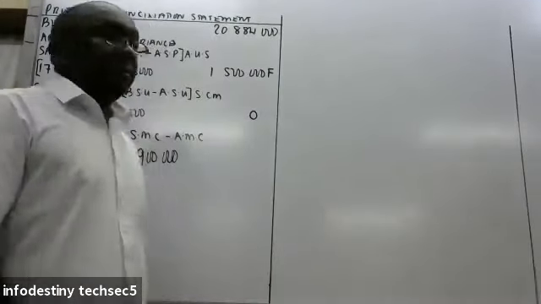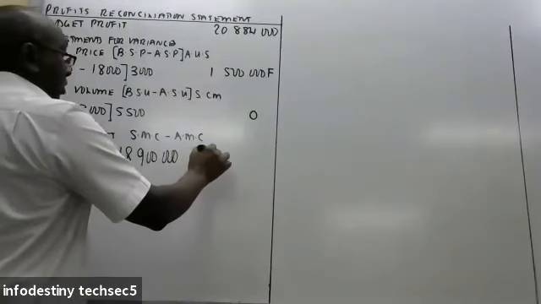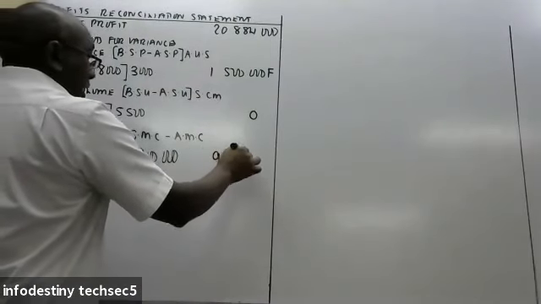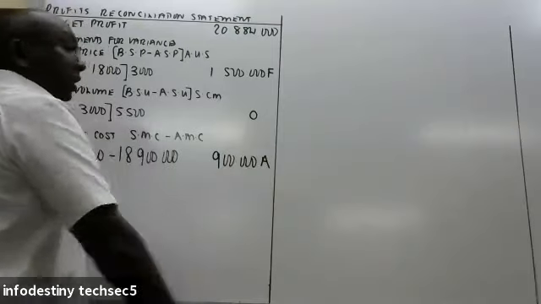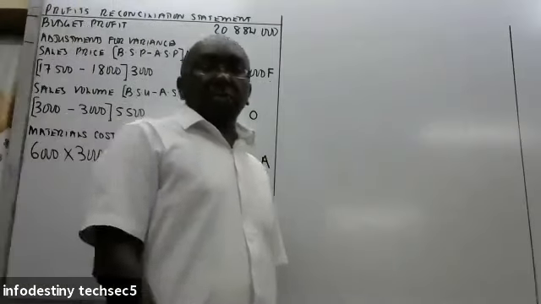Yeah, good. Ibrahim, 900,000 adverse. It is adverse because we paid more.